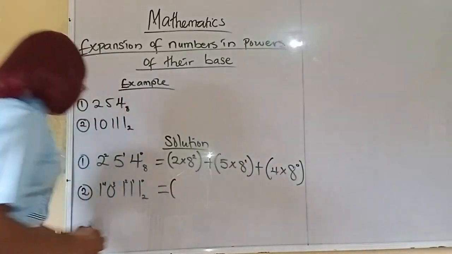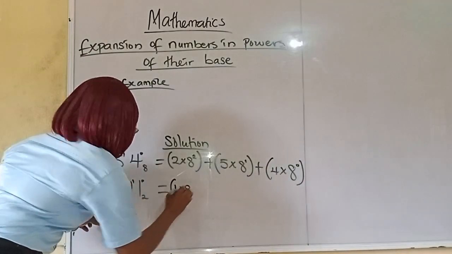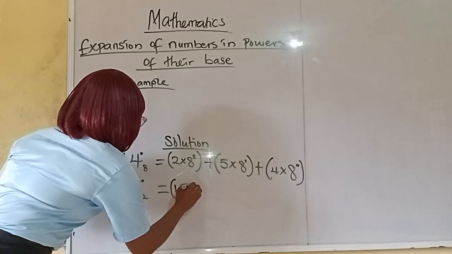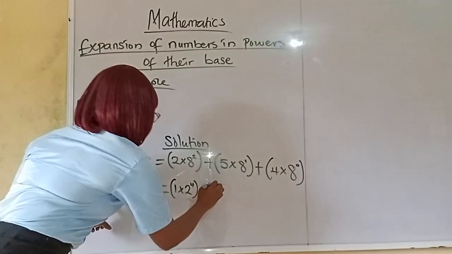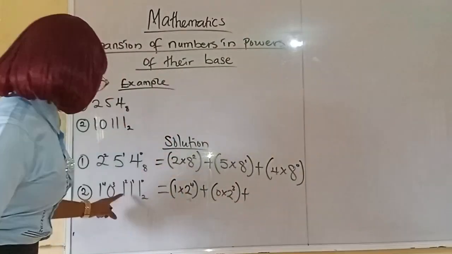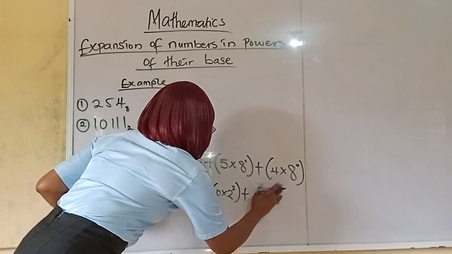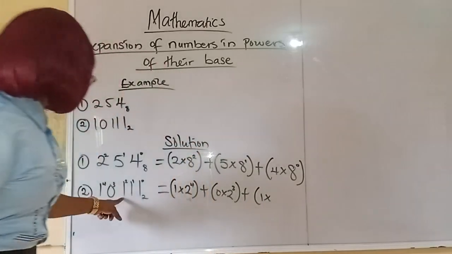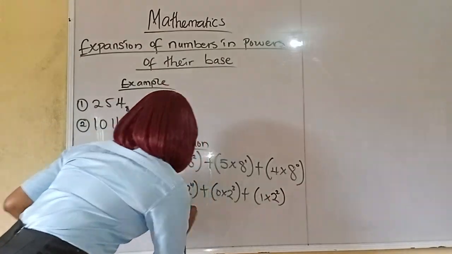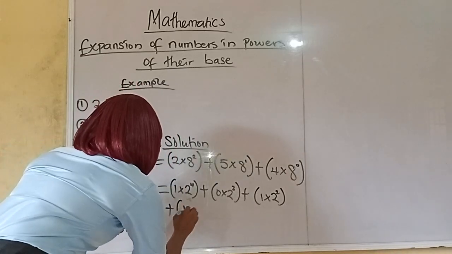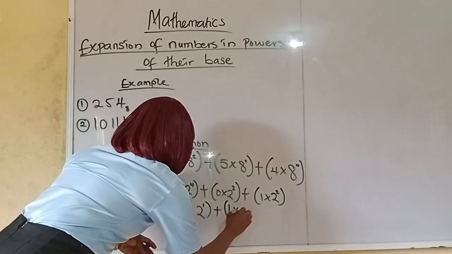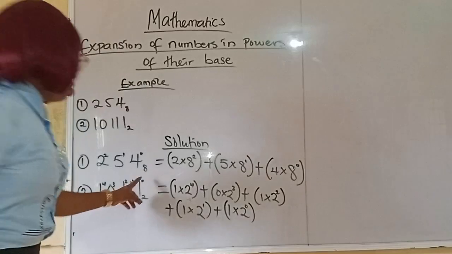When you are done, you pick the first number here, 1 times the base. The base for this one is base 2, raised to the power of 4. Plus, the second one is 0 times the base, raised to the power of 3. Plus, the next one is 1 times the base 2, raised to the power of 2. Plus, to continue that way, pick the next one, 1 times the base, raised to the power of 1, plus 1 times the base, raised to the power of 0, which is the last.